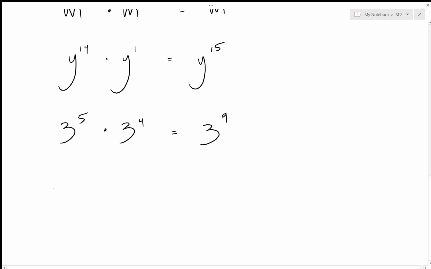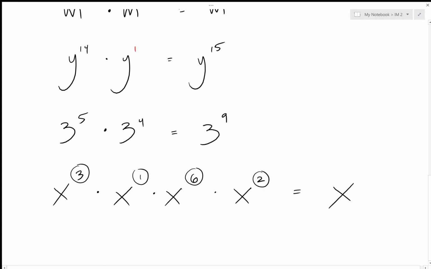This even applies if there's multiple terms. So x to the third, x times x to the 6 times x squared. They all have the same base. That base is x. So we're going to add up all the exponents. A 3, a 6, a 2, and then this invisible 1. So adding all that up, you get a 12. So no matter, as long as they have the same base, we can combine those by adding the exponents.